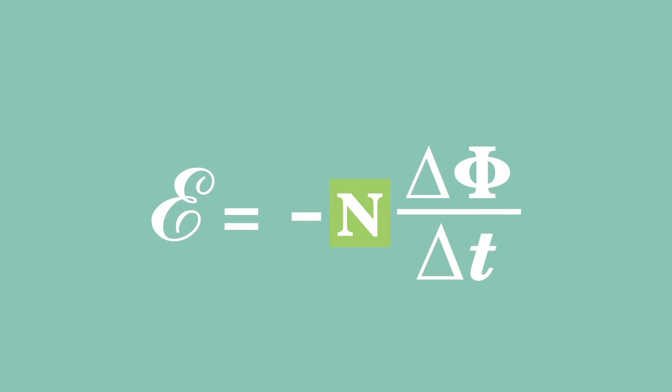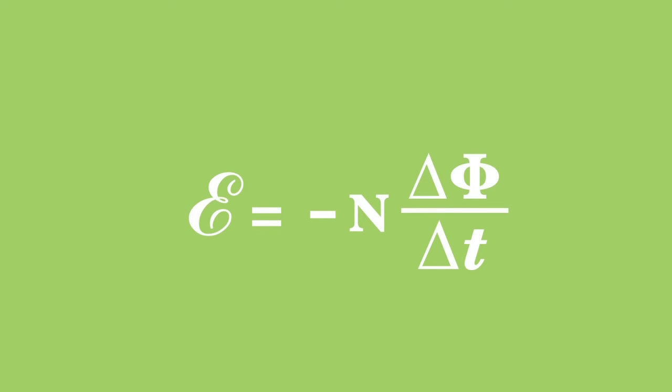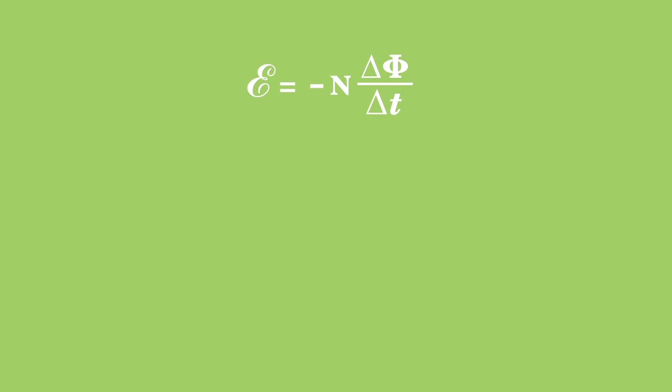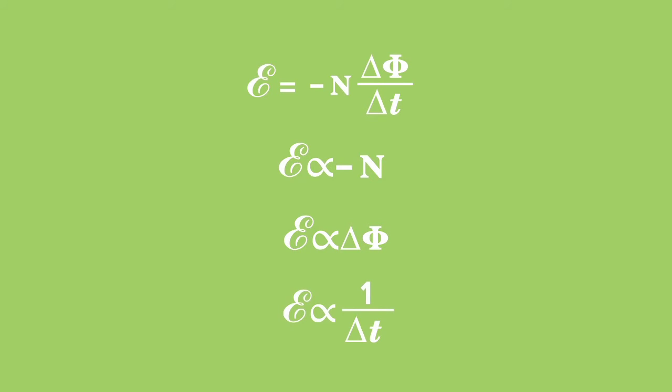There are three parts to this equation. The EMF is directly proportional to the number of turns. It is directly proportional to the change in flux. It is also inversely proportional to the time taken to change the field. So, more coils, more flux linkage, and faster changes to the fields result in higher EMF.